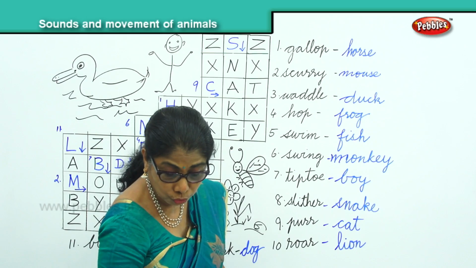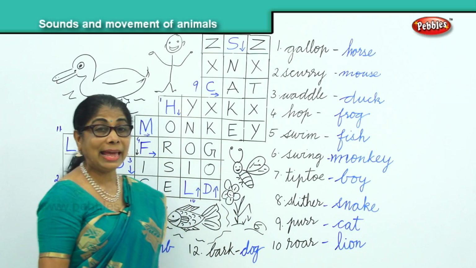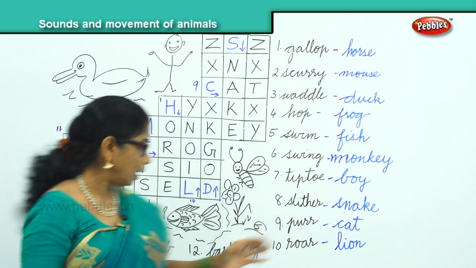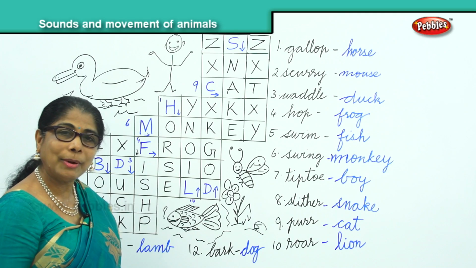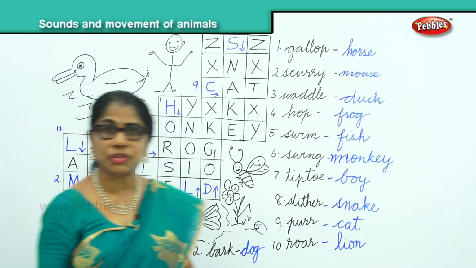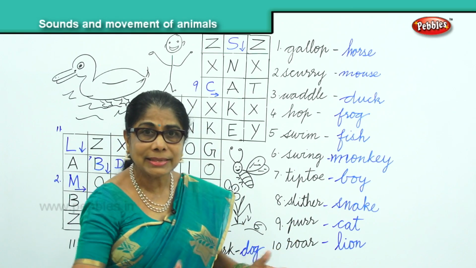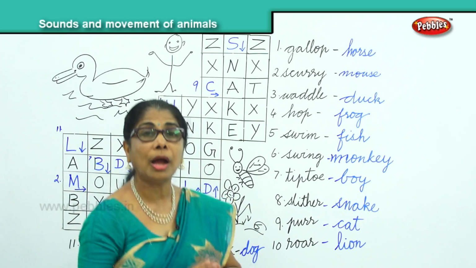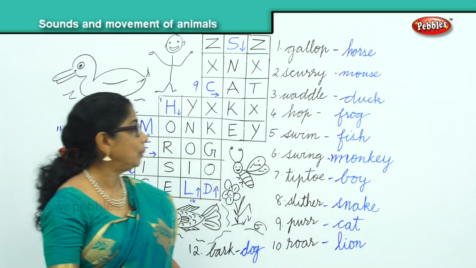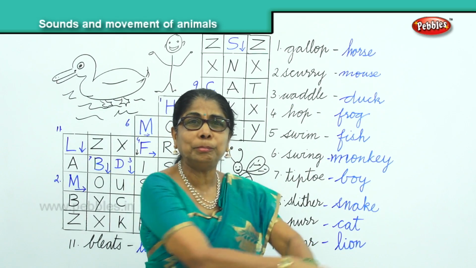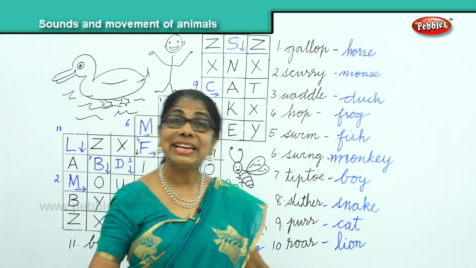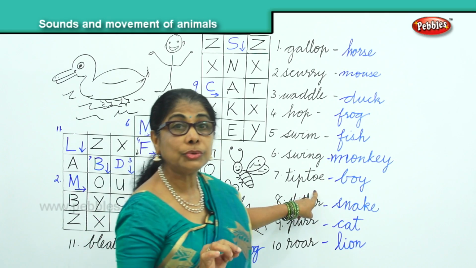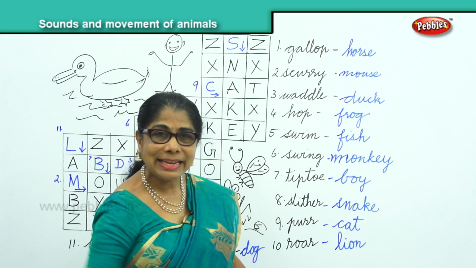Now, these are some of the movements made by animals. Let's look at it. Simply go near a dog. What does he do? He will bark. And a lamb goes about bleating. A horse gallops. A mouse scurries about. A duck waddles in the pond. Frog hops from place to place. Fish swims in the water. And monkeys swing from tree to tree. Boy tiptoes quietly. And the snake slithers.